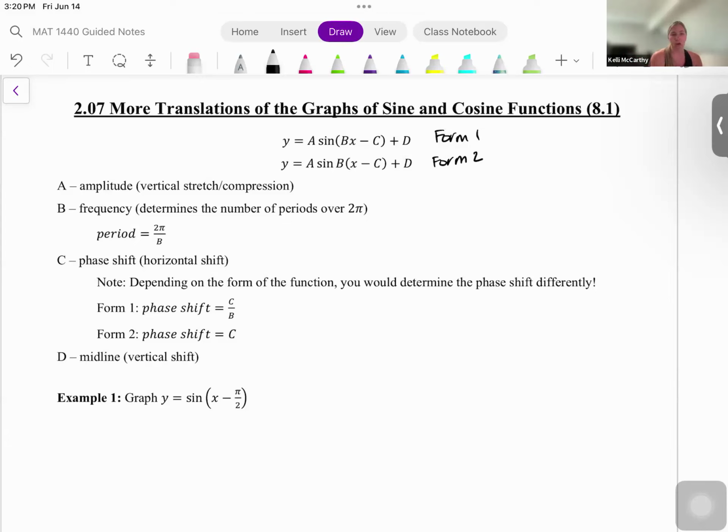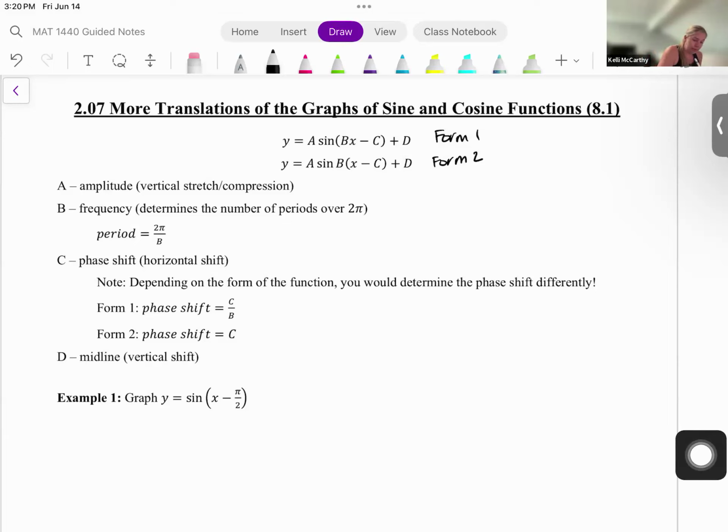The phase shift is our horizontal shift, and depending on which form we have, you're going to determine the phase shift differently. So if you've got form 1, where the b is not factored out, the phase shift is going to be c over b. In the second form, the phase shift is just going to be c because we've already factored out that value of b.